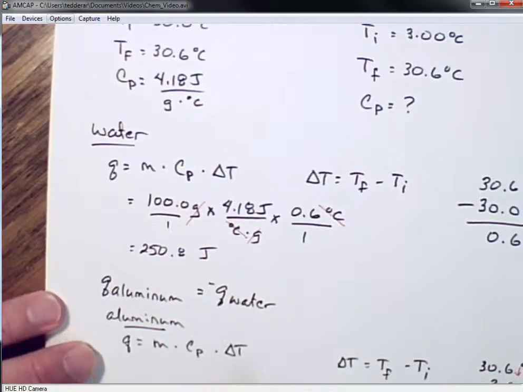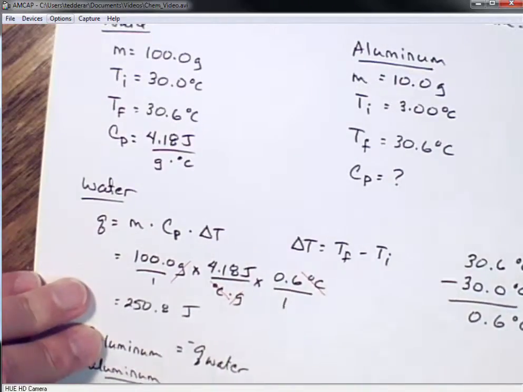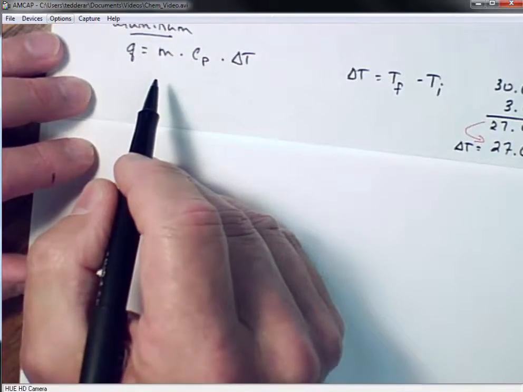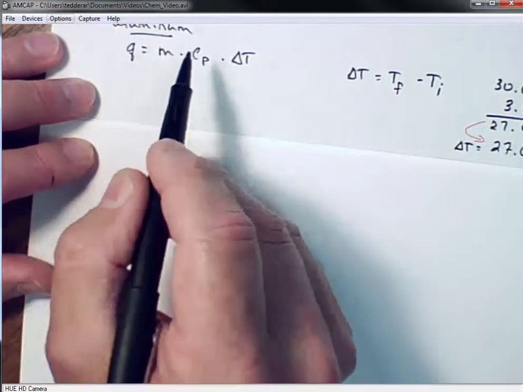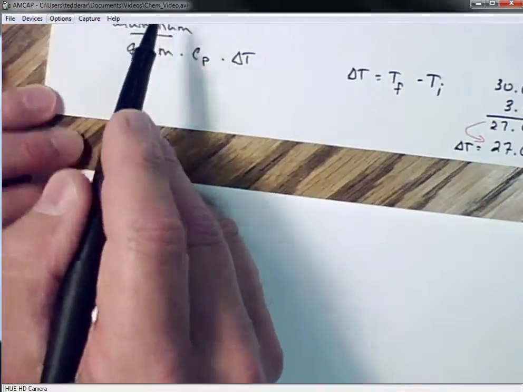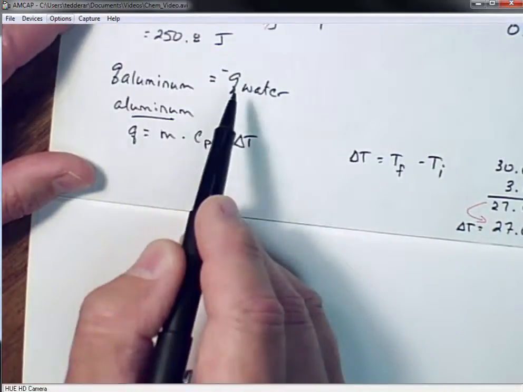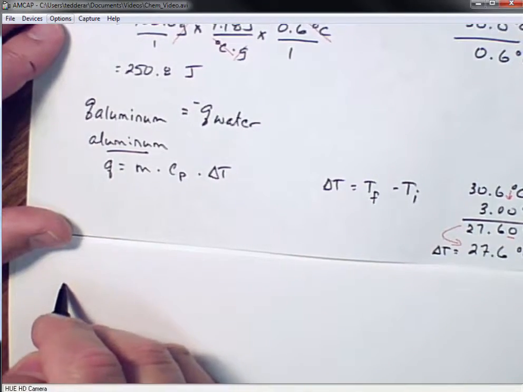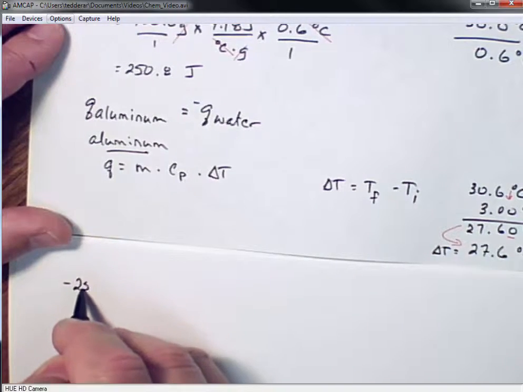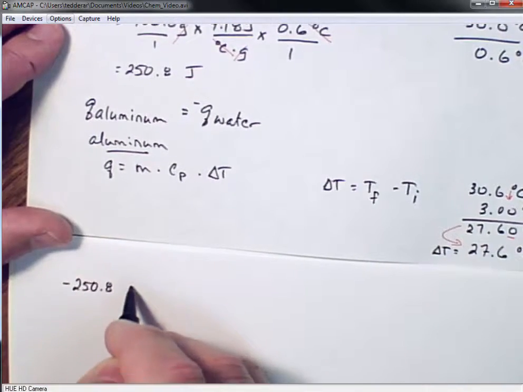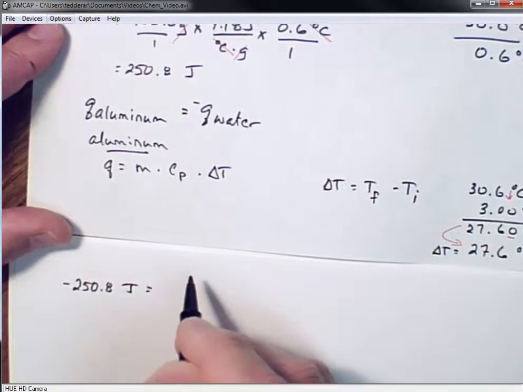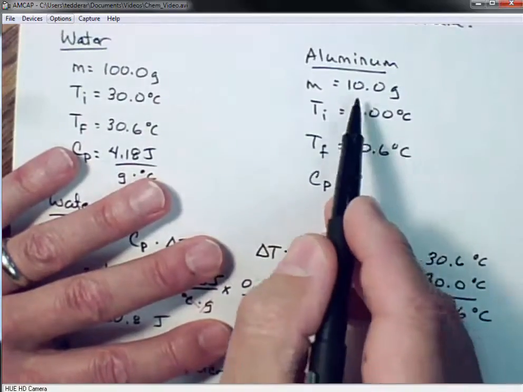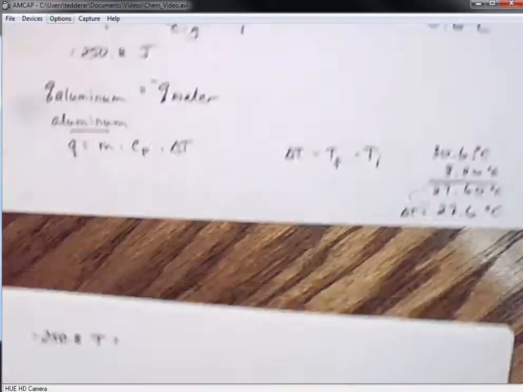Okay, we're going to plug all that in. I need to go to another sheet of paper, so let me kind of move this over. Hopefully you're writing a little smaller than this. Let's plug in our Q. Our Q here for the aluminum is going to be the negative of whatever we calculated the Q for the water to be. So this is a negative 250.8 joules, equal to the mass. The mass of the aluminum is 10 grams.